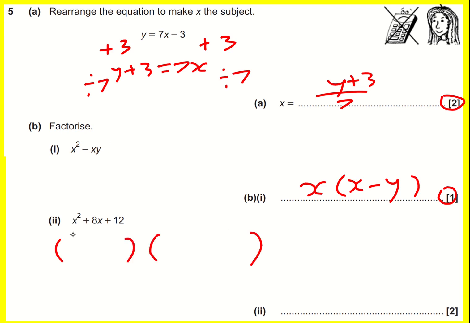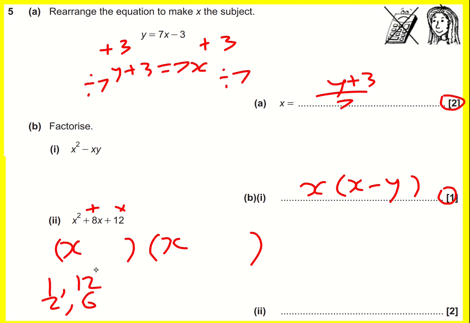So I'm going to have an x and an x. I want to get 12 when I multiply them together and 8 when I add them, because that's how it's going to work. When I multiply the numbers together, I get 12. When I multiply, I get an x here and I get an x over here. So what's going to work? I could write down some factors of 12, 1 and 12. They're not going to work.